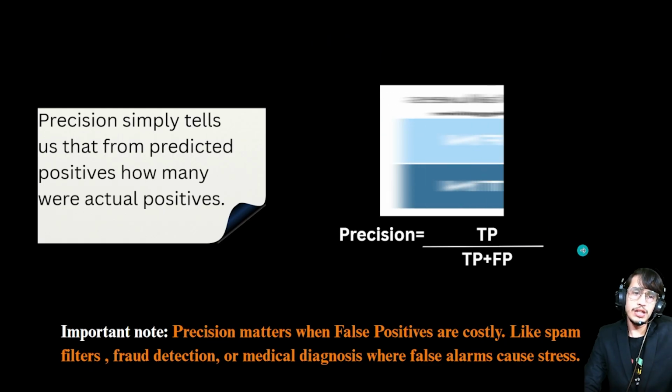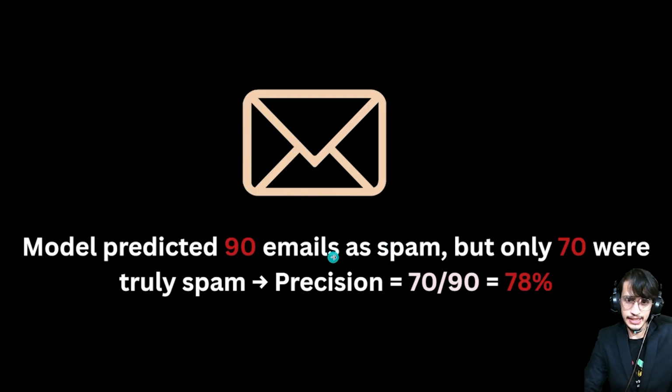Here is an example of precision. Let's say our model predicted 90 emails as spam, but only 70 were truly spam. So precision is the number truly spam upon the total predicted as spam: 70 by 90, which is 78%. Only 70 were truly positive out of the 90.